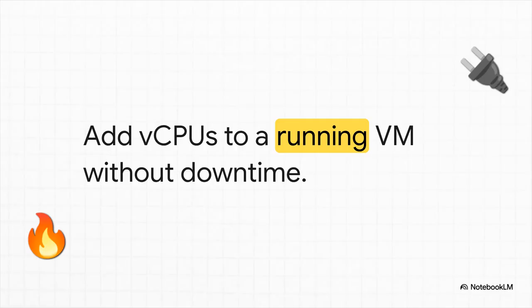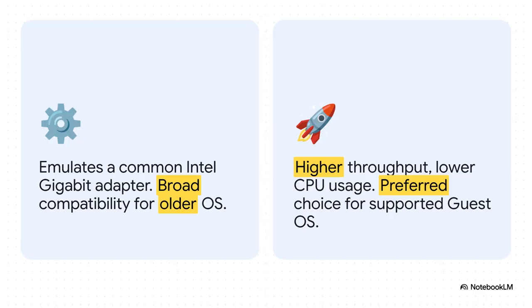And one of the most powerful dials you have is CPU hot plug. Just imagine, your application is suddenly getting hammered with traffic. If you were smart and enabled this feature beforehand, you can literally add more virtual CPUs while it's running. No reboot, no downtime. It's an absolute game changer for dealing with those unexpected spikes. Now for networking, you've got a big performance choice to make.